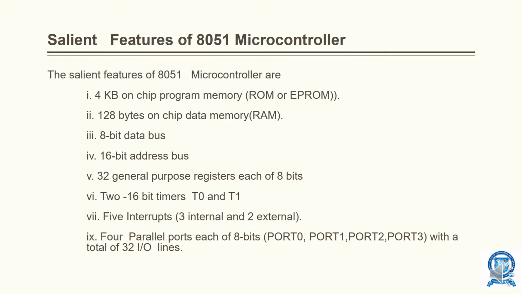Let us see the salient features of the 8051 microcontroller. It has 4 KB on-chip program memory, 128 bytes of on-chip data memory, 8-bit data bus, 16-bit address bus, 32 general purpose registers each of 8 bits, two 16-bit timers T0 and T1, and 5 interrupt signals, 3 of them internal and 2 external. There are 4 parallel ports: port 0, port 1, port 2 and port 3, with a total of 32 I/O lines.